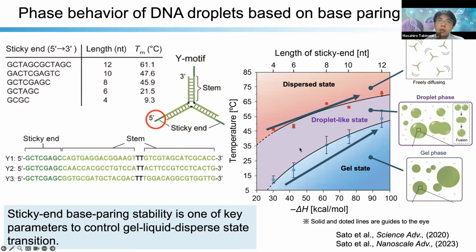In addition to this kind of feature of the DNA droplet and the DNA hydrogel, we investigated some dynamical parameters such as the surface tension of the DNA droplet and the viscosity of the DNA droplet at some conditions. So we can control many properties based on the DNA sequence design.